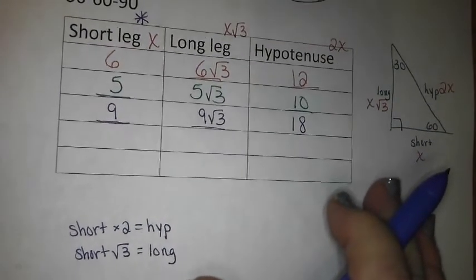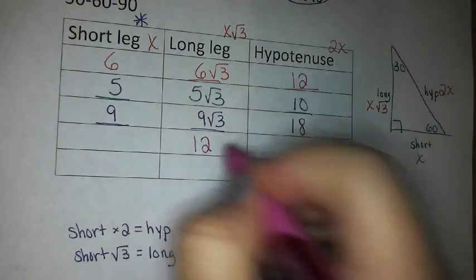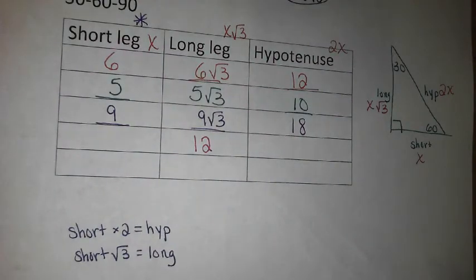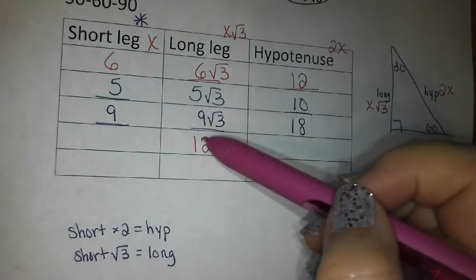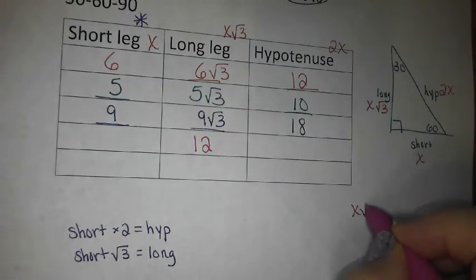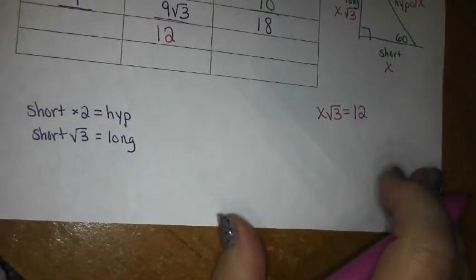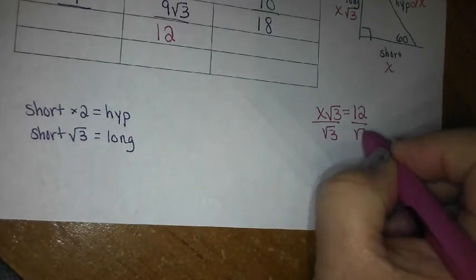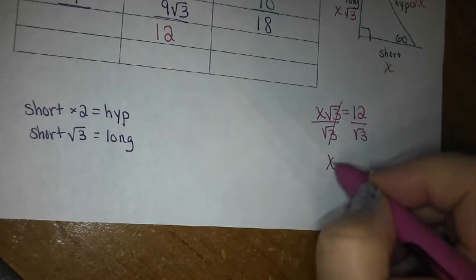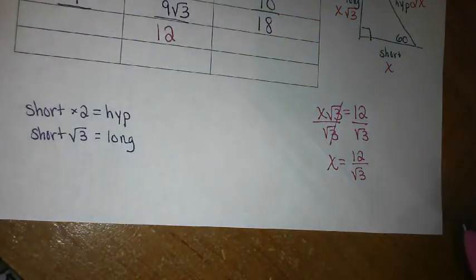Now the tricky one comes if I give you the long leg, but let's say I tell you the long leg is 12. Well, the long leg is supposed to be x root 3, but I gave you 12. So what do you suppose we should do to solve for x? I think I should divide by the square root of 3. These will cancel and I just get x equals 12 divided by the square root of 3.